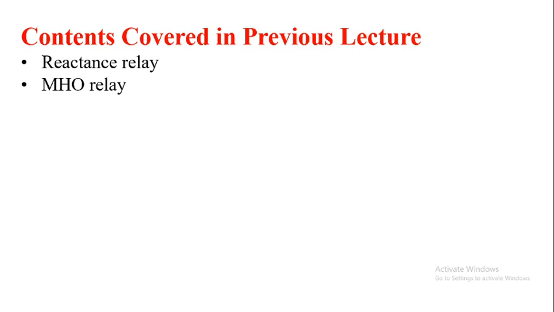In the previous lecture we discussed two different types of distance relays, the reactance relay and the Mho relay. The reactance relay measures the reactance of the line between the point where the relay is located and the point where the fault has occurred. That distance reactance it is going to measure. It is independent of the resistance of that particular distance.